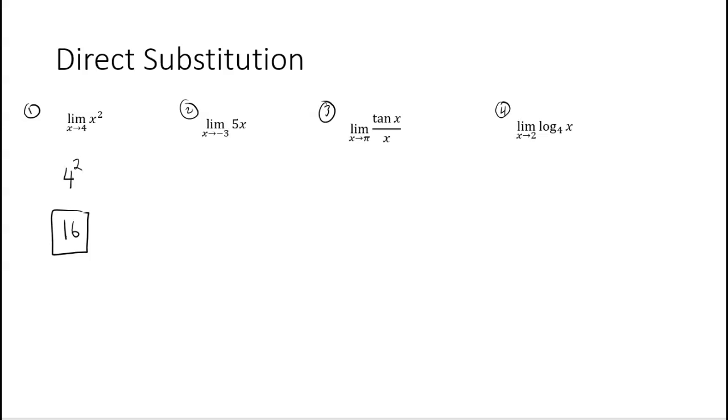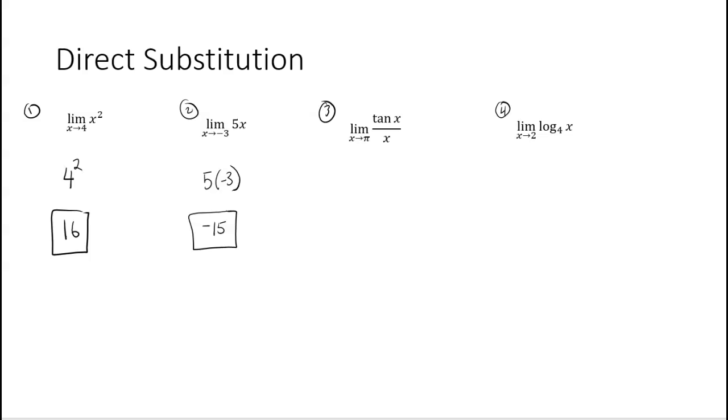For number 2, the limit as x approaches negative 3 of 5x. Try pausing the video and answering this question. If you paused it and tried it, hopefully you just multiplied the 5 and the negative 3 together to give you negative 15. Not that challenging. Try pausing the video and trying 3 and 4.